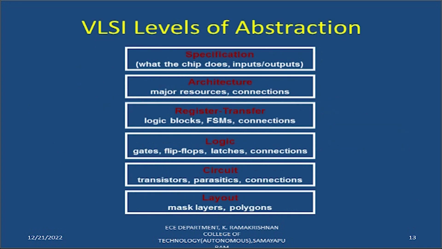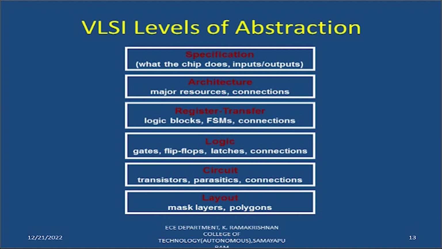Now we come to the VLSI levels of abstraction. We have already seen what an integrated circuit is and what its evolution has been. We can also do the integrated circuit design by means of automation. In electronic design automation, various levels of abstraction exist, and these can be segregated into various levels.